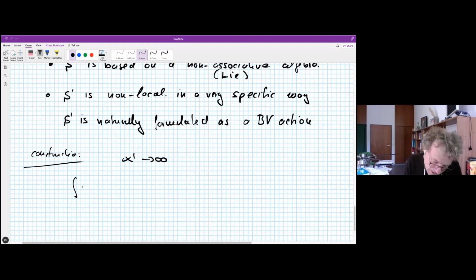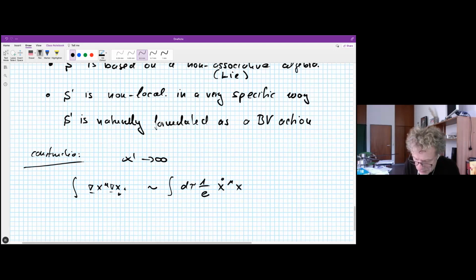So in that case, this measure which we had, this nabla x mu, nabla x mu, will just reduce to a relativistic point particle. So d tau, and then you write e over 2 times x dot mu x dot mu. All the excitations on the circle have become too massive to be excited. So x dot mu is just d by d tau of x mu. So it's the proper time. e is what's usually called an Einbein.